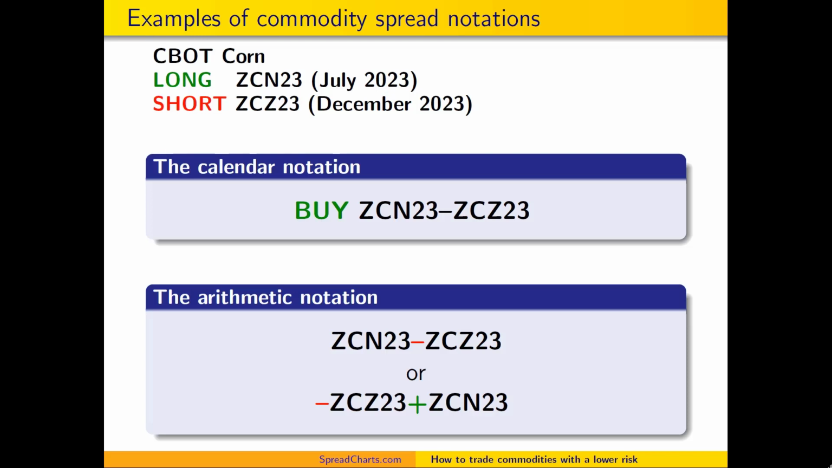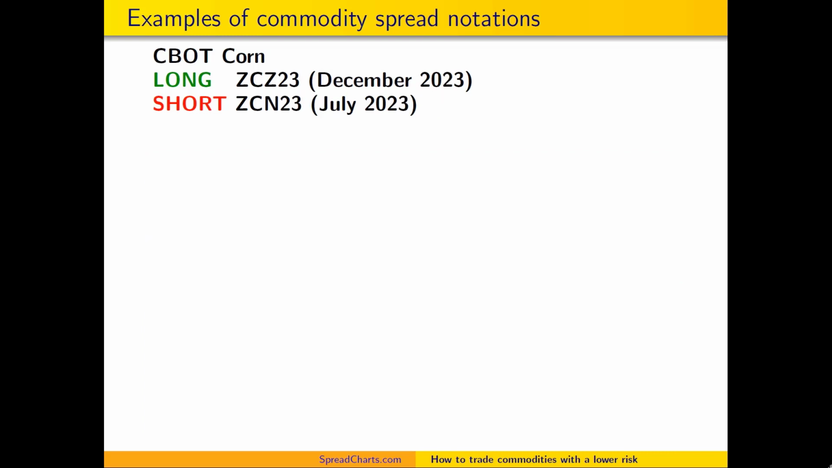It is just convenient and it works the same in elementary arithmetics. You would not write plus 5 minus 2 equals 3. It is common to write just 5 minus 3. And it's the same here. But let's move to the second example. In fact, these are the same contracts, but the spread is inverse, as we will buy the more distant December contract and sell the closer July contract.